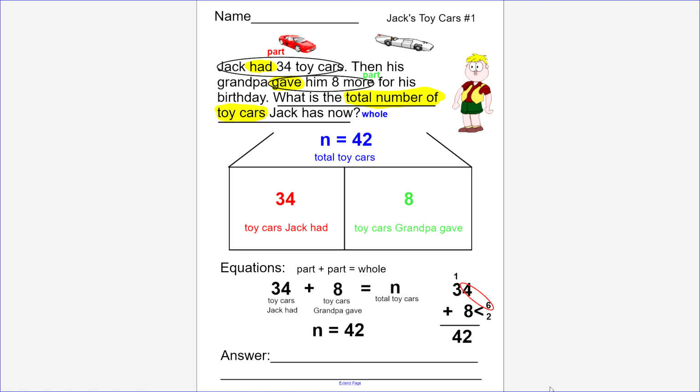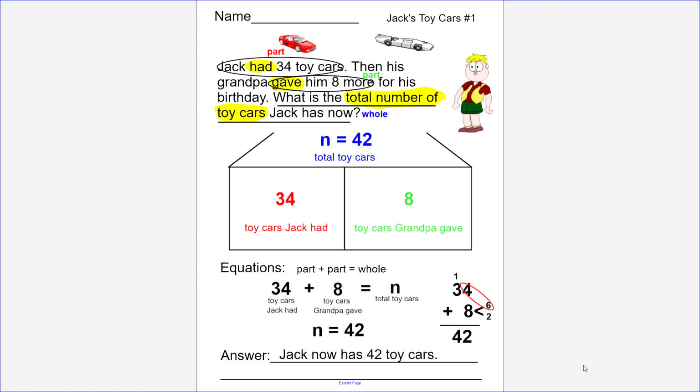We could say, Jack now has 42 toy cars. You can see that we've restated the question, Jack now has, and that we've told what this 42 means. This 42 is toy cars. So a complete answer would look like, Jack now has 42 toy cars.